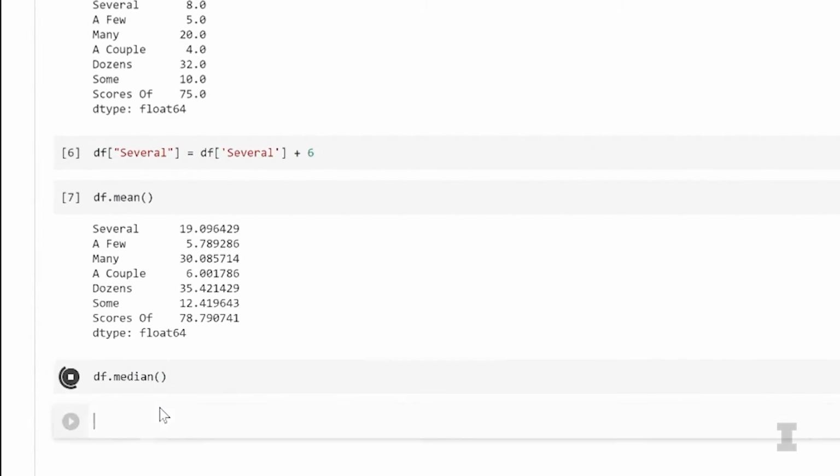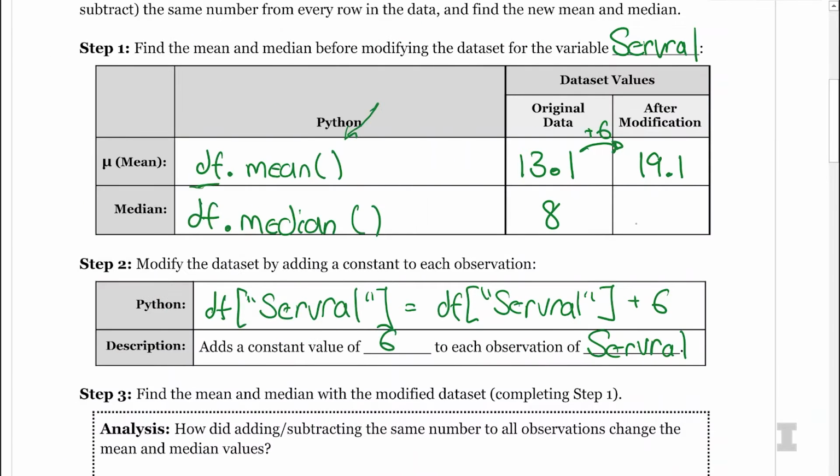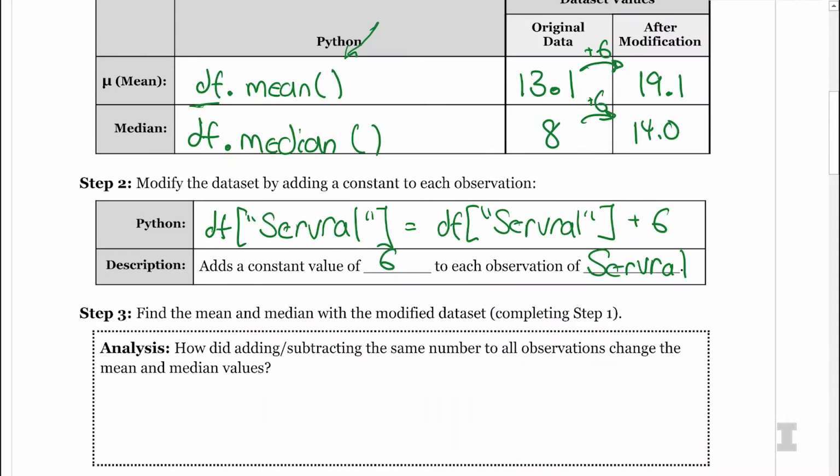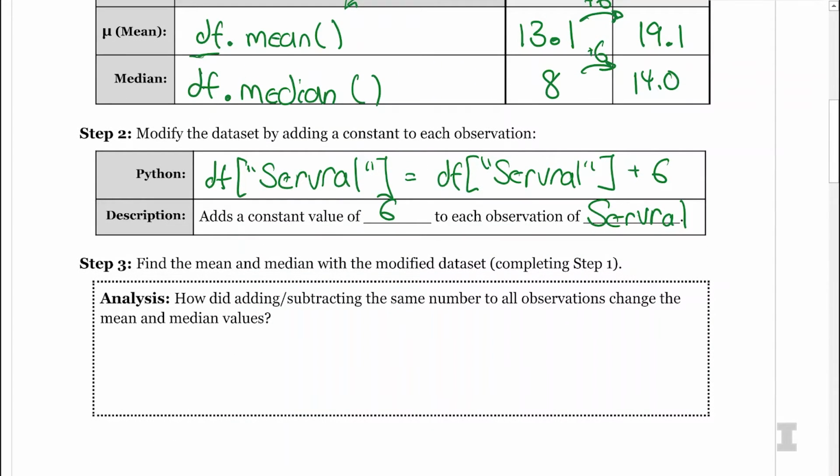df.median, and the median is 14.0. Also increased by 6. So that's awesome. So we can look at this analysis. So you can help me out on this, Carly. Yeah. So how did adding or subtracting the same number to all of the observations change the median values?